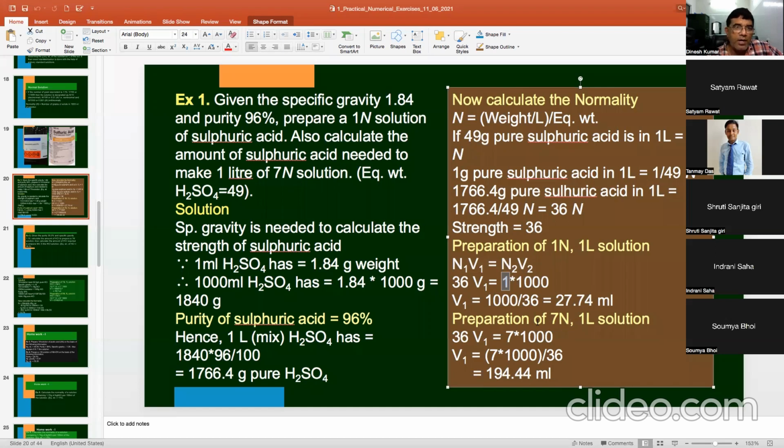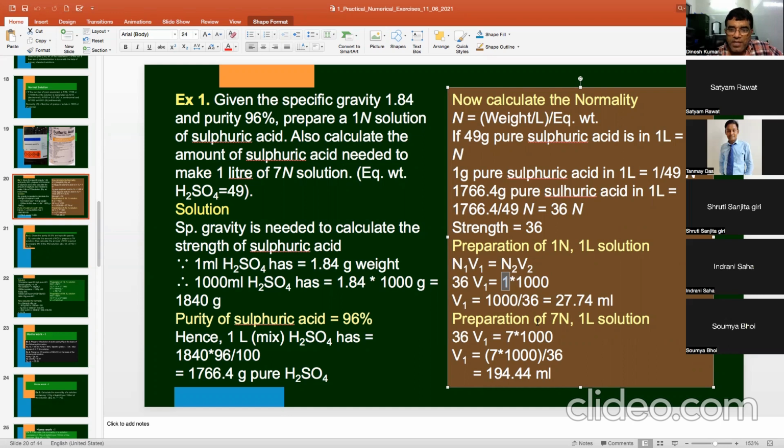And how much solution do you want? You want 1 liter, you want 2 liter, you want 5 liter. According to that, you put the value in milliliter, ml. Suppose you want 1 liter, then you write 1000. If you want 2 liter, you write 2000. And then you can calculate V1. V1 is equal to 1000 divided by 36, which is 27.74 ml. So it means you can take 27.74 ml of this 36 normal solution, mix it in water and make up the volume to 1 liter. Then you will get one normal 1 liter solution.